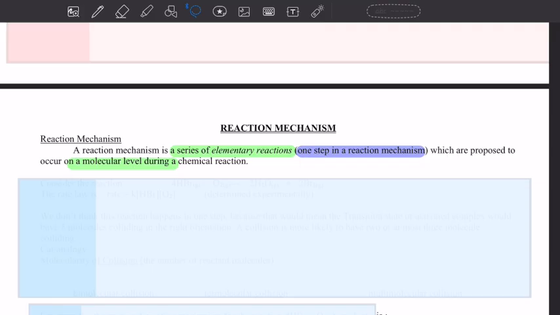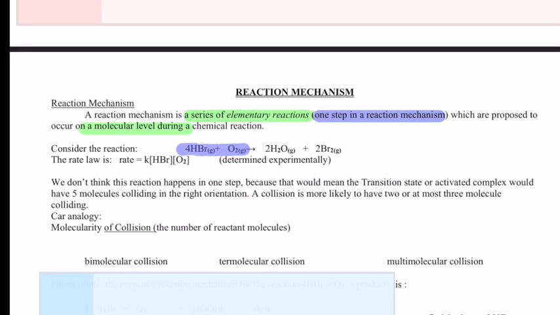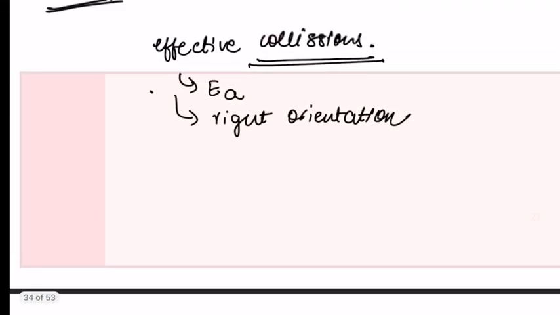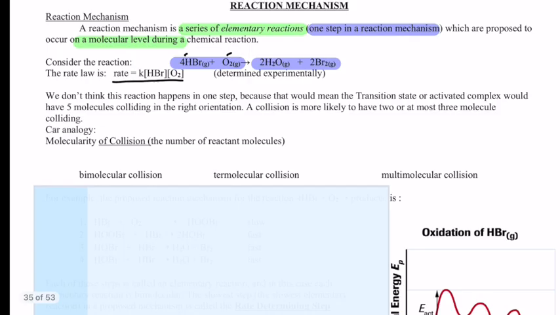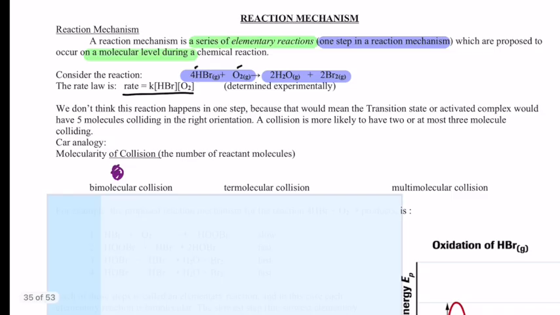So for example, if we look at this reaction, 4 moles of HBr reacts with 1 mole of oxygen to produce 2 moles of water and 2 moles of bromine gas. The rate law that is experimentally determined is known to us, but we don't think that at the moment of the effective collision, you actually have 5 molecules, 4 of hydrogen bromide and 1 of oxygen colliding to produce these products. We think that it is more likely for a collision to be between 2 molecules, so 1 molecule and a second molecule. This is more likely than 3 molecules colliding together or more than 3, 4 or 5 molecules colliding together.